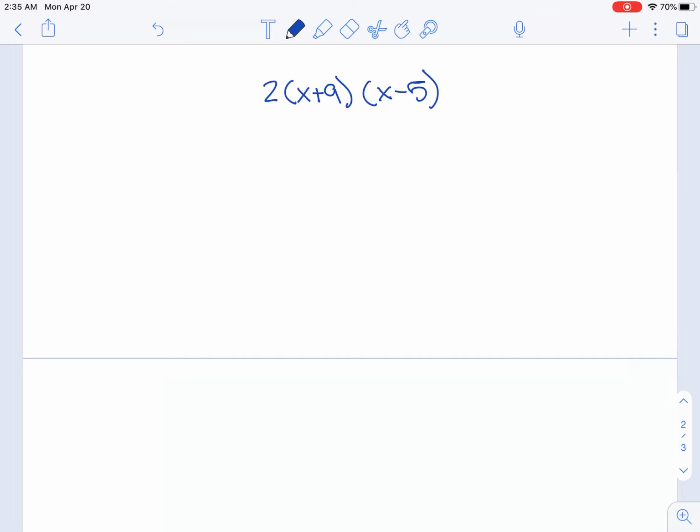Okay, so because we're talking about features, we're going to talk about all of this together because we're trying to work forward to being able to do a bunch of things at once. So because this is positive, it makes a U shape that is upwards and happy.